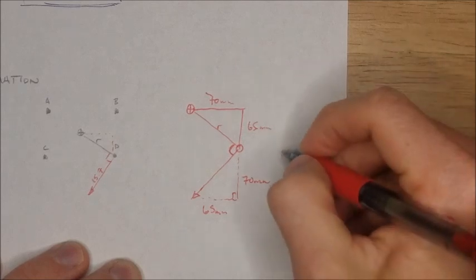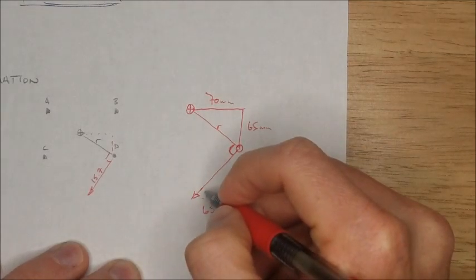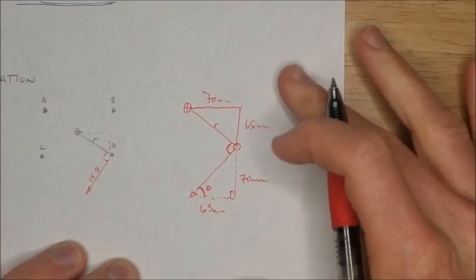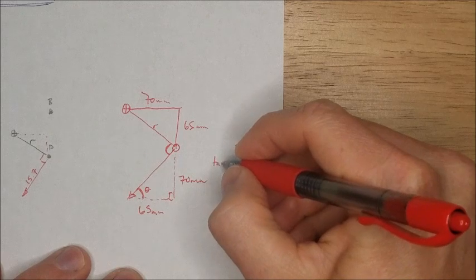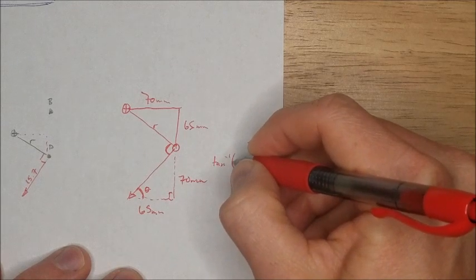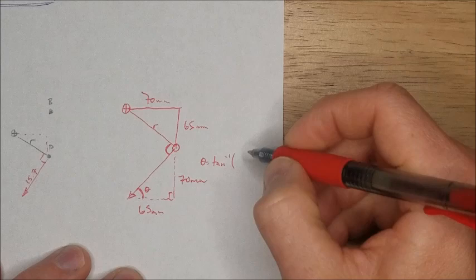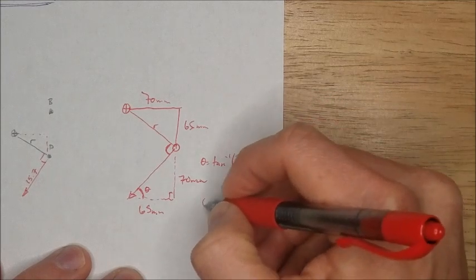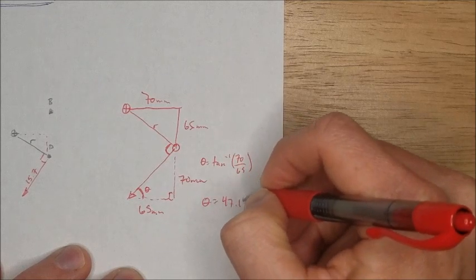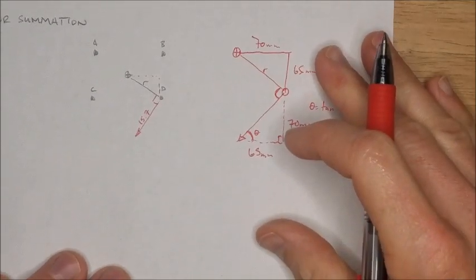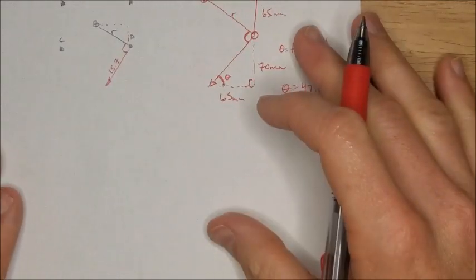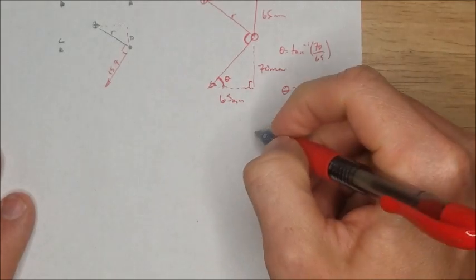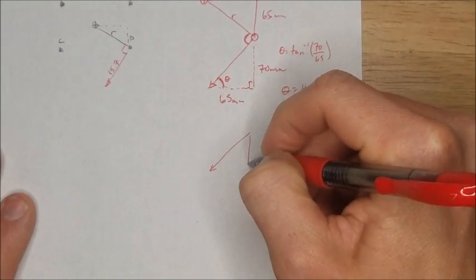So we need to do, what is this angle here? We'll call that theta. Theta equals inverse tan, 70 over 65, theta equals 47.1 degrees. Okay, let's take another look at this triangle here, and let's try and solve for its X and Y components.